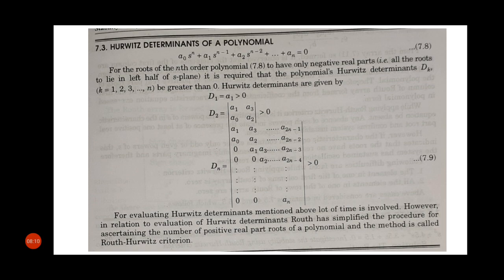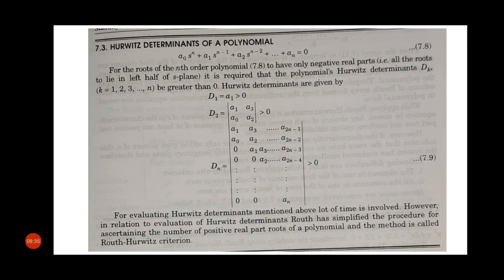So Hurwitz determinants are given by d1 is equal to a1, and this is greater than 0. d2 is represented by this matrix, and this matrix is obviously greater than 0, and d_n is expressed in this matrix, and this dn is obviously greater than 0.